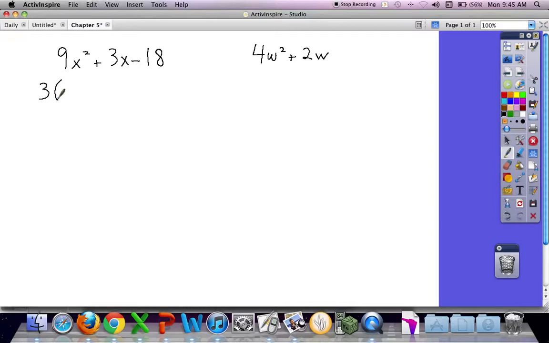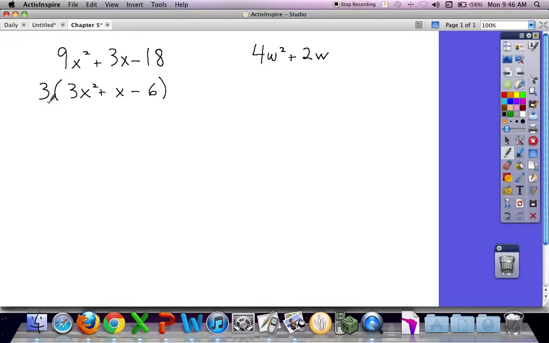Right? This is what we call factoring. Take the common factor and put it outside of parentheses. And now divide each one of these three terms by that common factor. What do I get if I divide 9x squared by 3? I get 3x squared. What do I get if I divide 3x by 3? I get x. And what do I get if I divide 18 by 3? I get 6.